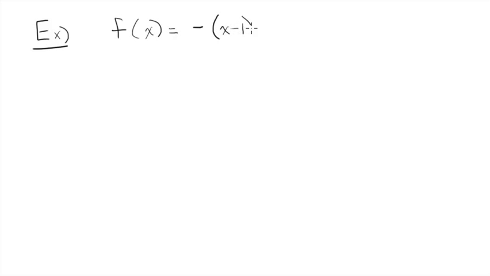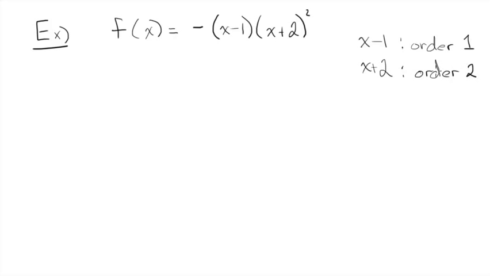x minus 1, x plus 2 squared. So there's your factored form. Notice in this case, x minus 1 has order 1, and x plus 2 has order 2. So that means this one's going to look like a linear near its corresponding x-intercept, and this one's going to look like a quadratic near its corresponding x-intercept.